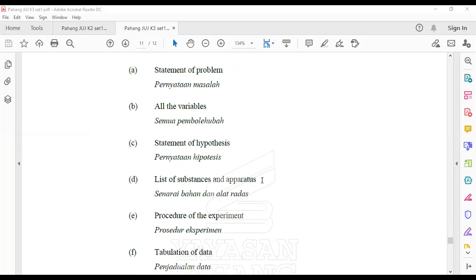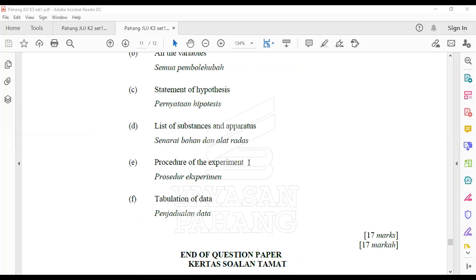Okay, now the next part, the procedure of the experiment. What are you doing for the procedure? I'll go fast because we have already mentioned this many times. For procedure number 1, measure and pour 50 cm³ of 1 mol/dm³ hydrochloric acid into a polystyrene cup. Record its initial temperature.